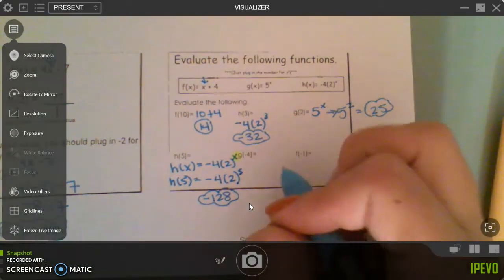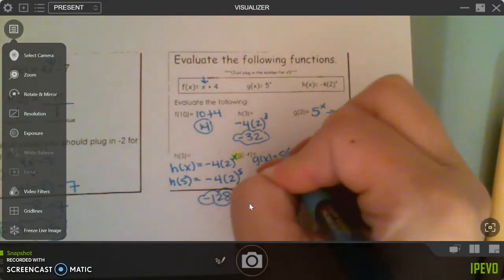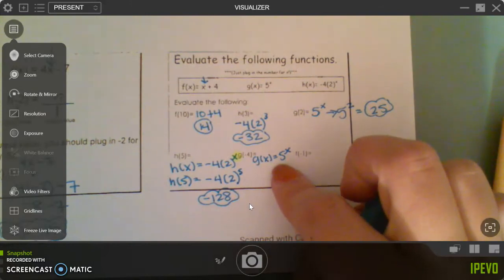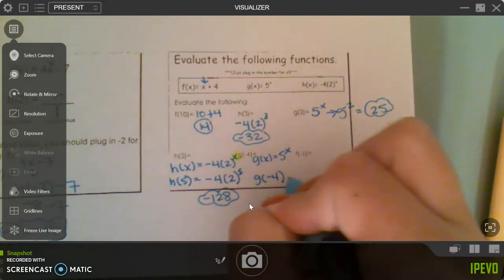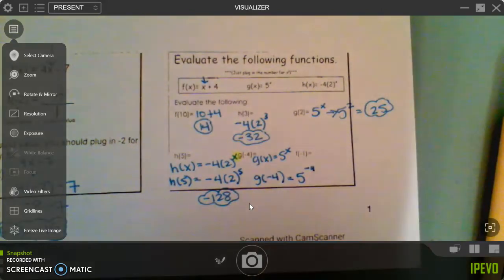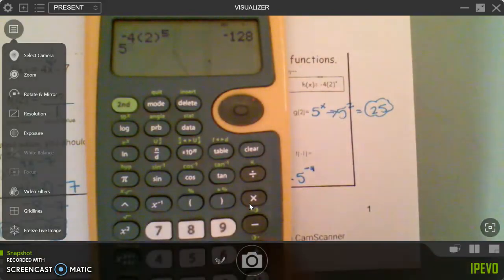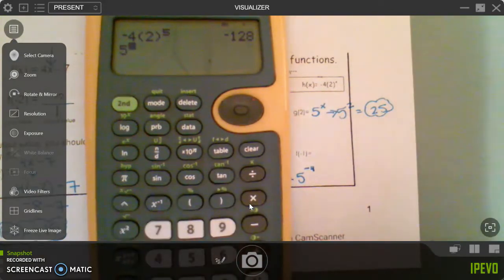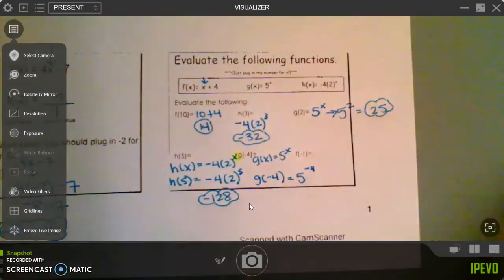Okay, g of negative 4, g of x is 5 to the x. No, not 5x, 5 raised to the x. So g of negative 4 is going to equal 5 to the negative 4. So 5, caret key, negative 4, gives you 1 over 625.